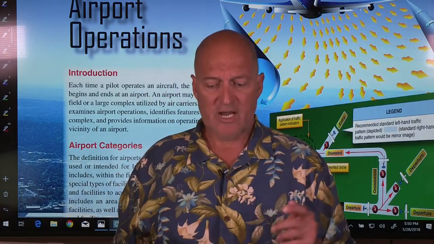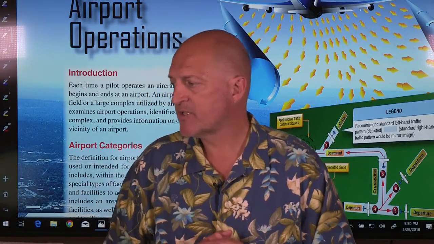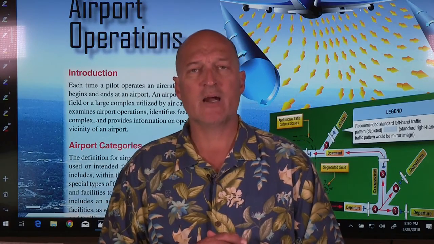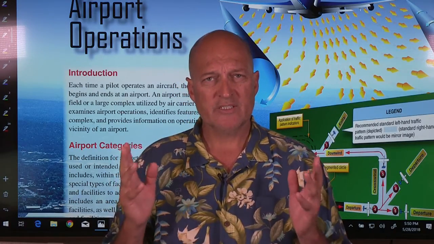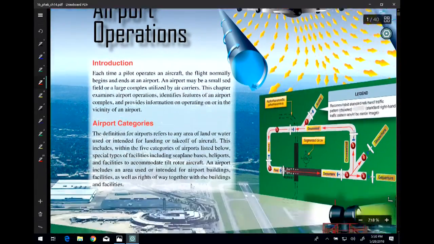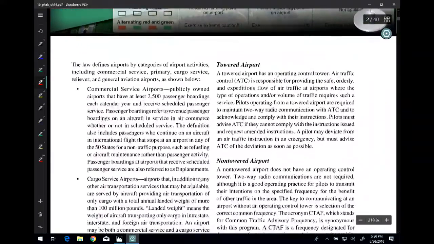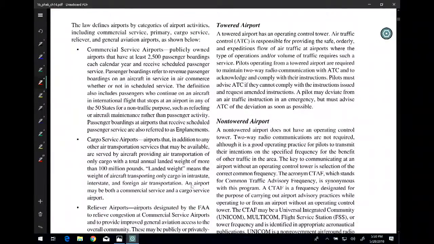So let's take a look here at the first question that I ask. The first question I ask is, what is the difference between a towered and a non-towered airport? So let's talk about that difference. If you look at this, clearly the difference is that one airport has a control tower, the other one does not. Duh.